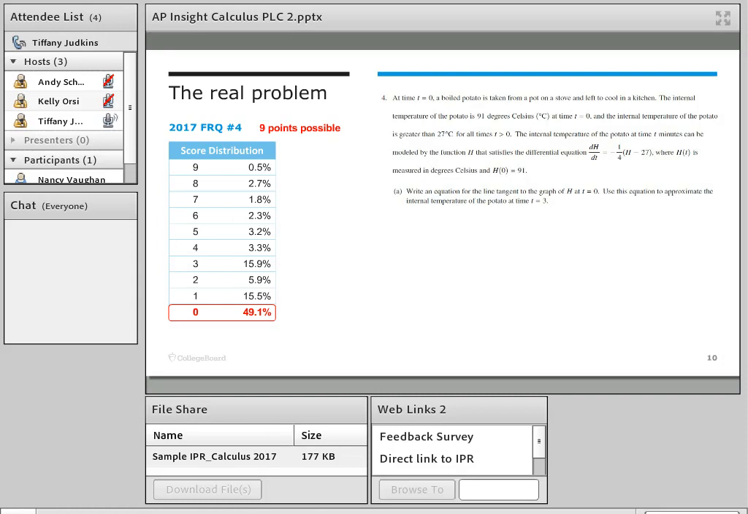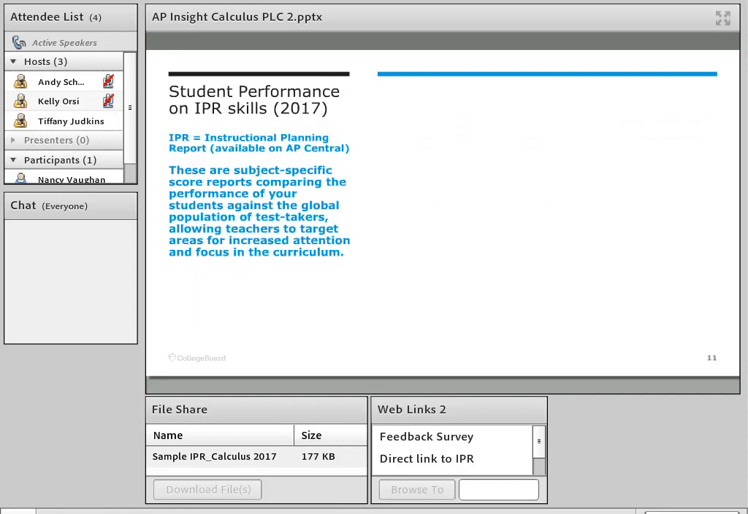So what we're trying to do is look for ways to maximize those opportunities for students to practice those skills. And we think looking at the IPR and combining it with AP Insight resources can be really helpful for that. So real quickly before Andy shows you his example, I just wanted to let you know what some of the performance looked like on some of those skills globally for students who took the AP Calculus exam in 2017.